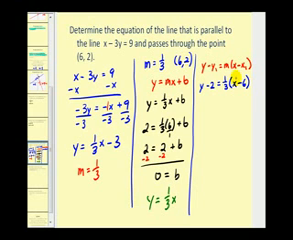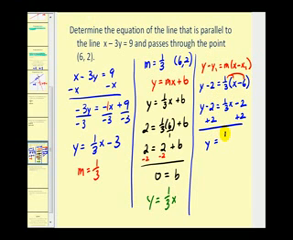And now we'd have to distribute the 1/3 and then add 2 to both sides. So we'd have 1/3 x, and 1/3 times -6 would be -2, so minus 2. And now we'll add 2 to both sides. And as we expected, the result is the same.